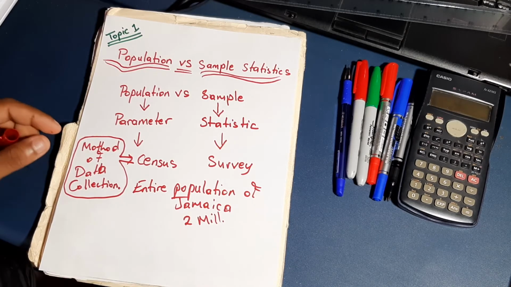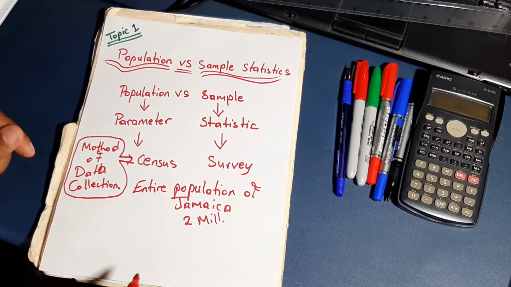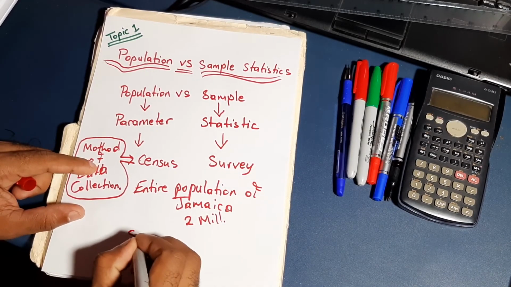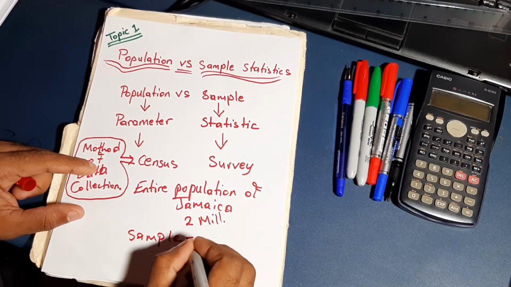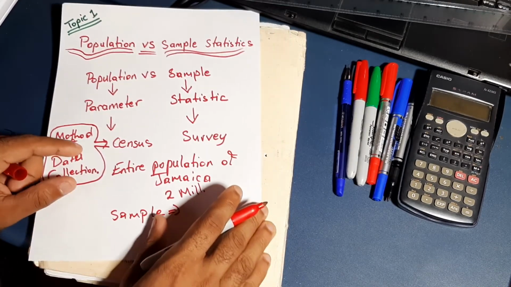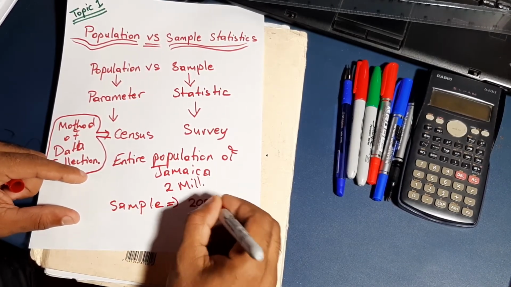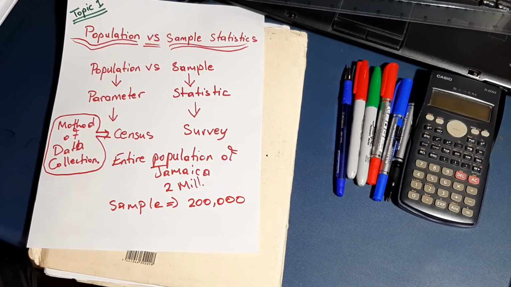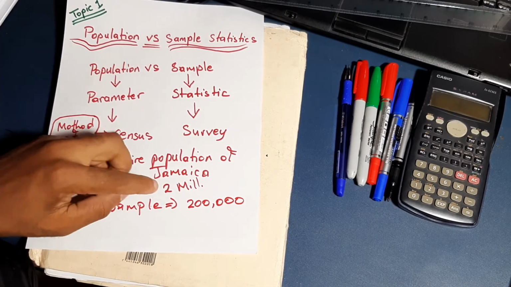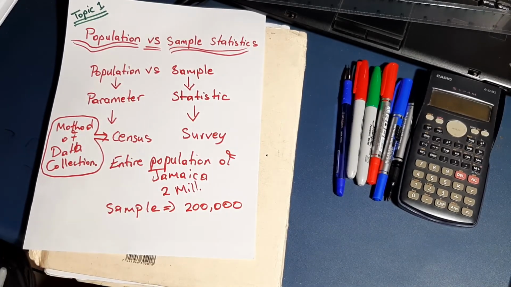So that company could choose a sample. We have 14 parishes in Jamaica. From the 2 million people, let's say we choose a sample of 200,000 people. So the population would be the 2 million, and the sample would be the 200,000 people.